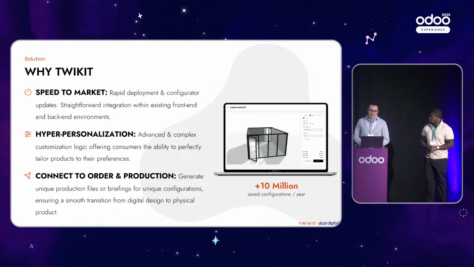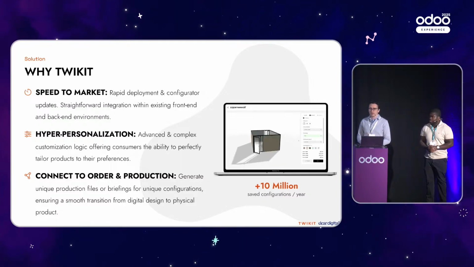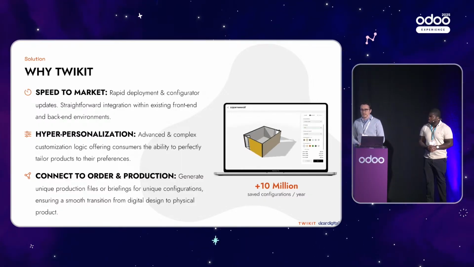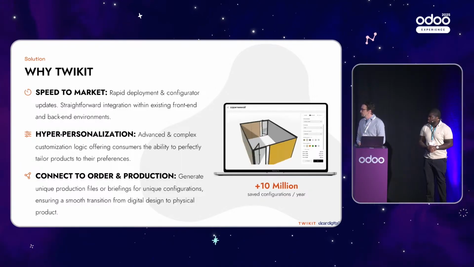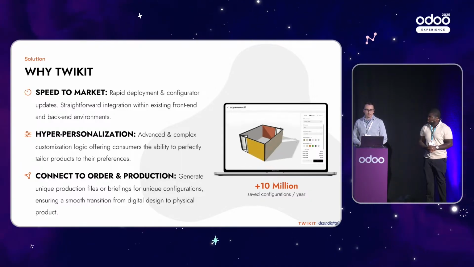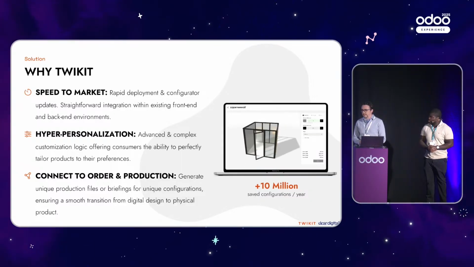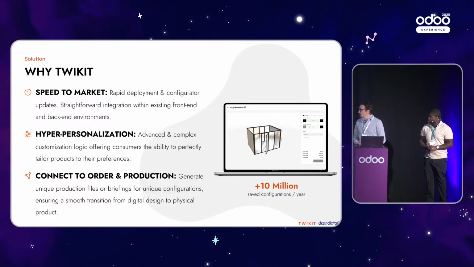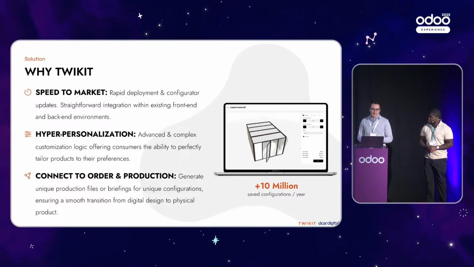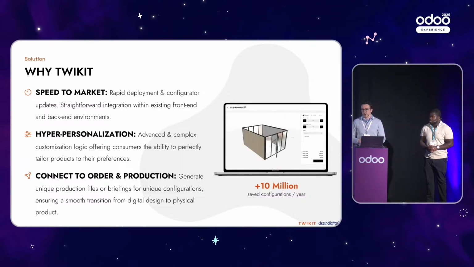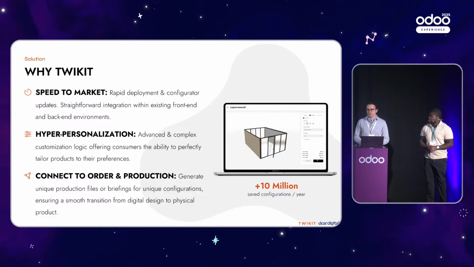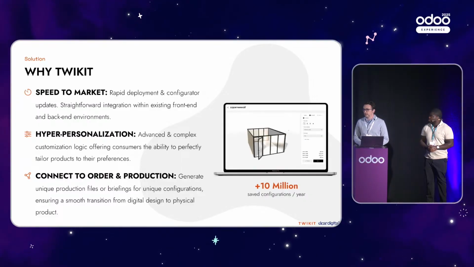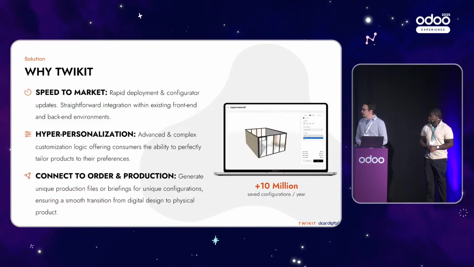Second, hyper-personalization. Our software engine goes beyond color options. We have a 3D kernel that allows geometry changes in a configurator. So think of width, height, length, thicknesses, and much more. And importantly, also backed by complex configurator logic to make sure that every configuration created in that configurator is also 100% producible.